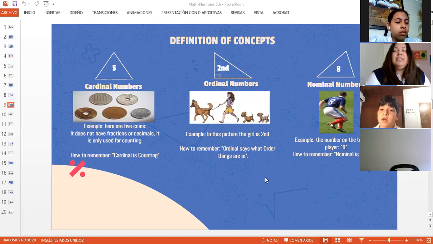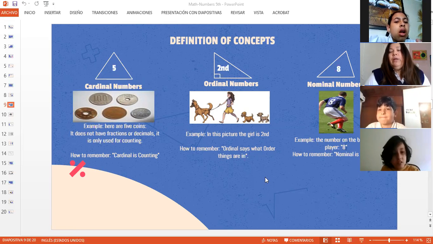Okay, so the definitions. Cardinal numbers, we said that we use them to count. We cannot have fractions or decimals, it just counts. Perhaps look at the picture there. Those are coins, different coins of the world. So if we count them, we will have 1, 2, 3, 4, 5 coins. So cardinal is for counting. The C for cardinal will remind you that it is for counting.